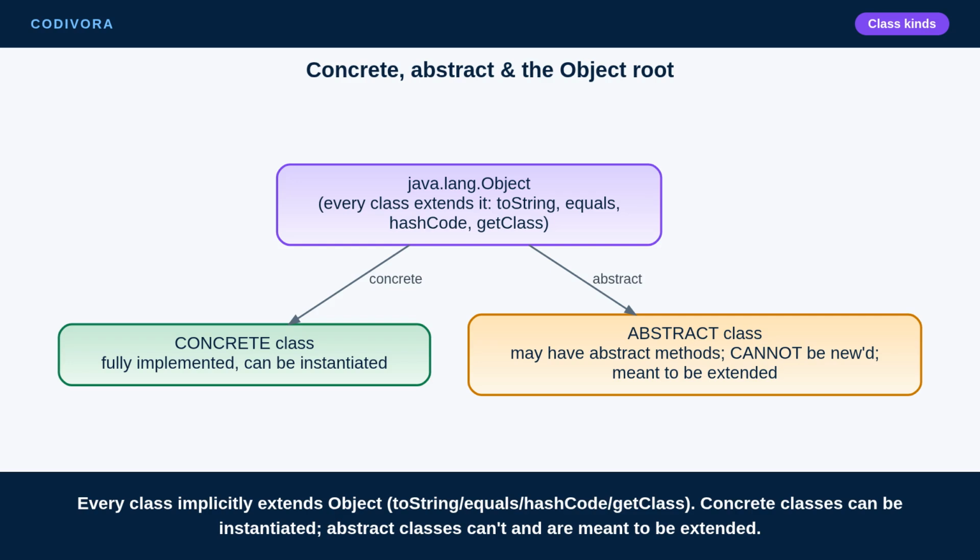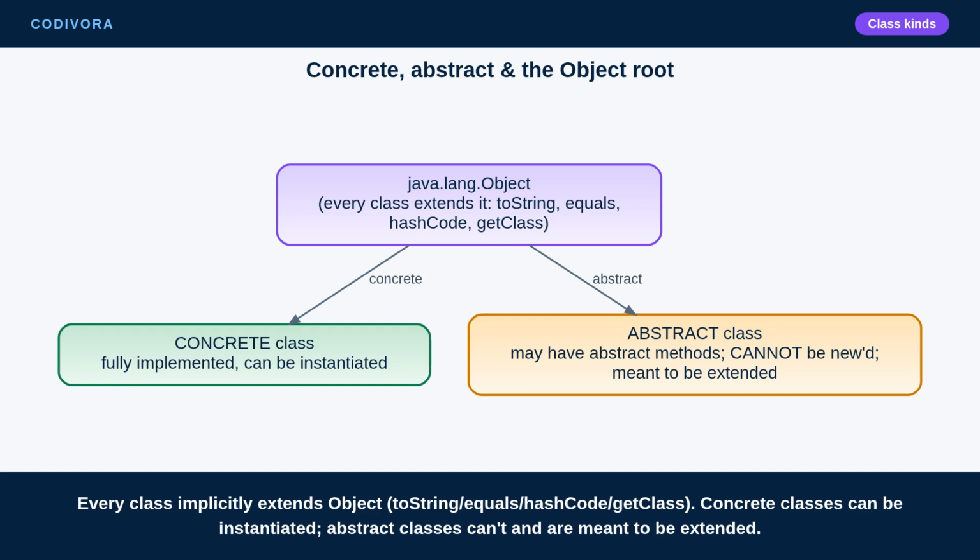First, the kinds of classes. A concrete class is fully implemented, and you can instantiate it with new. An abstract class, marked abstract, may contain abstract methods with no body, cannot be instantiated directly, and exists to be extended. It defines a partial template that subclasses complete.